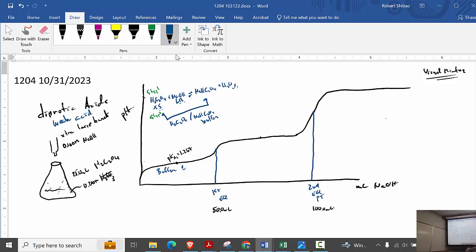So that's what we call buffer 1. At the equivalence point, we've neutralized all of it. That is, we have a stoichiometric mixture of reactants, which is going to lead to the salt and water. And so at the equivalence point here, we just have salt and water left over.